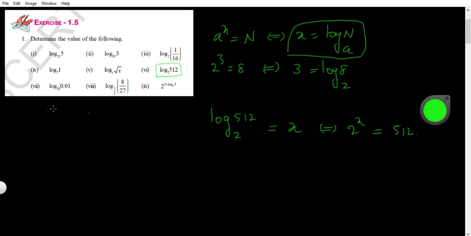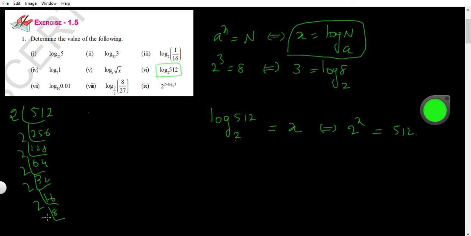Take 512 and find all its prime factors. 2 times 2 is 4, 2 times 4 is 8, 2 times 8 is 16, 2 times 16 is 32, 2 times 32 is 64, 2 times 64 is 128, and so on down from 512. Totally how many 2s are there in it? 1, 2, 3, 4, 5, 6, 7, 8, 9.